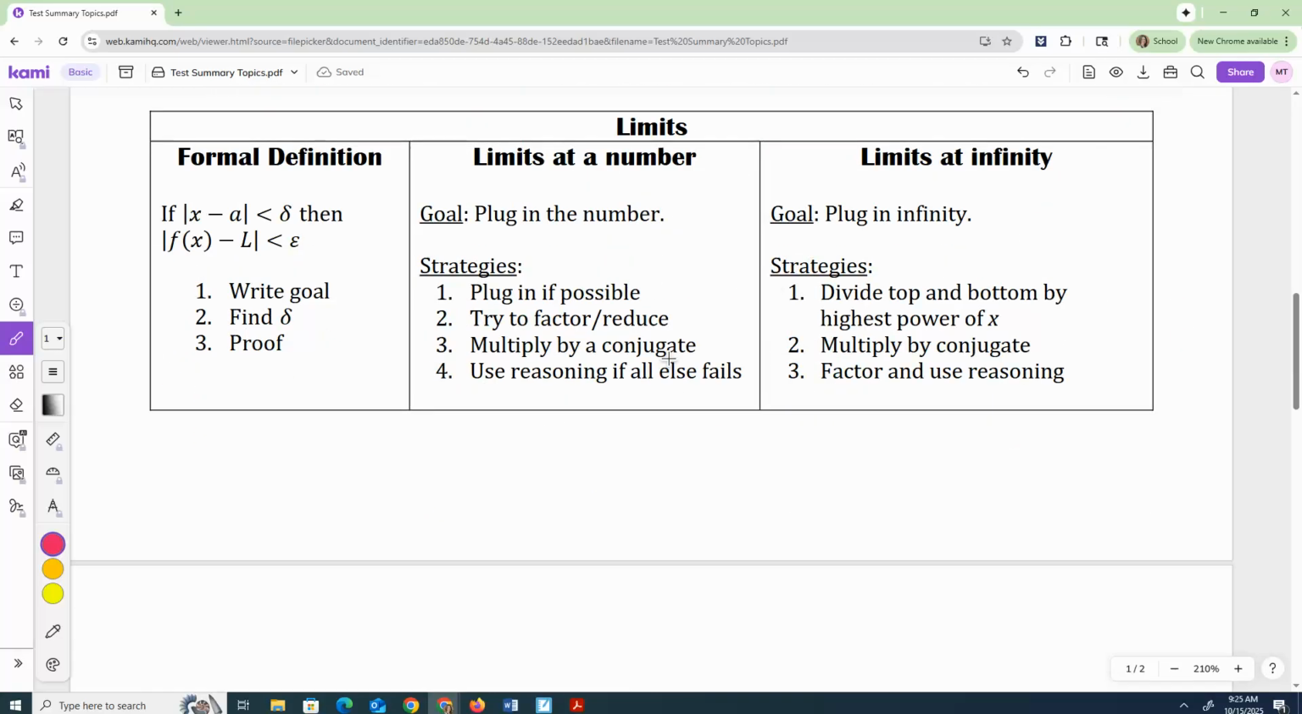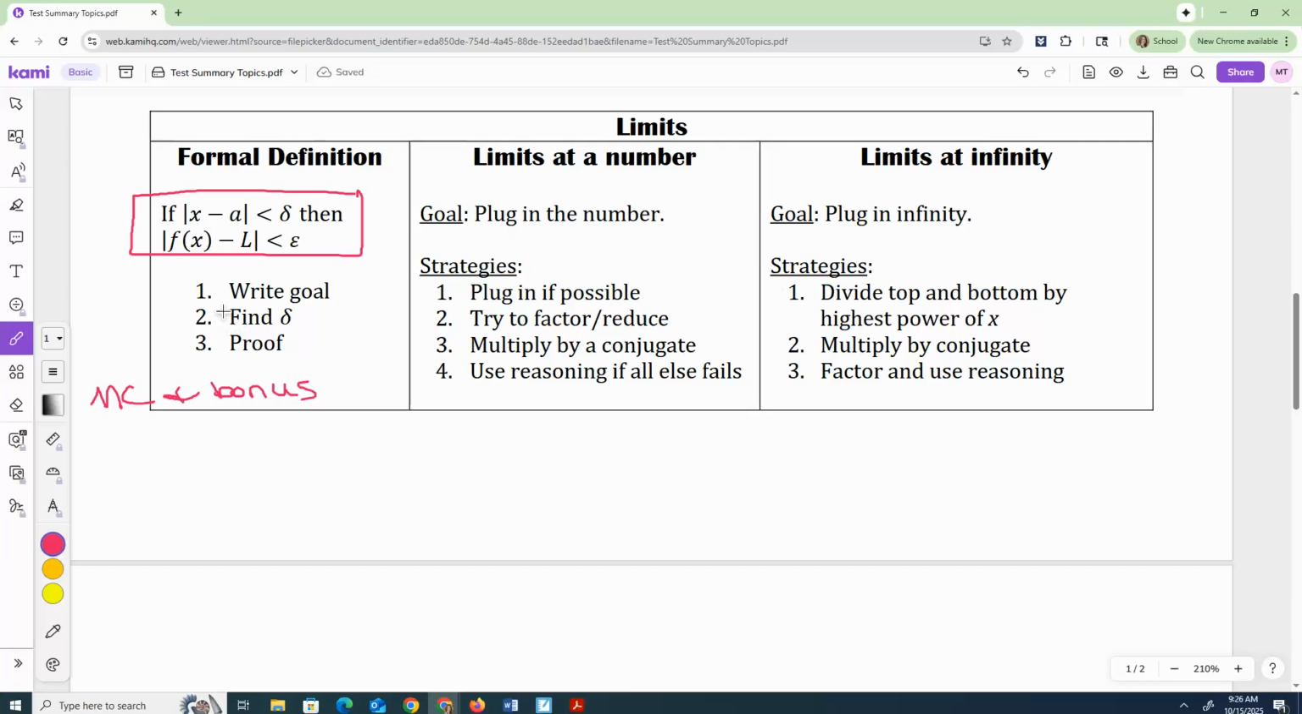Okay. Limits. So, formal definition, I told you this would be a multiple choice and a bonus question. Multiple choice for the definition itself, bonus for a proof. If the absolute value of x minus a is less than delta, then the absolute value of f(x) minus L is less than epsilon. It tells you it is a limit if you can get closer to your limit value by just making your x get closer to the value you're approaching.